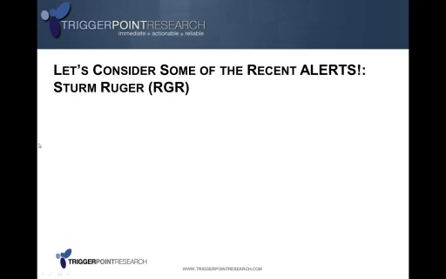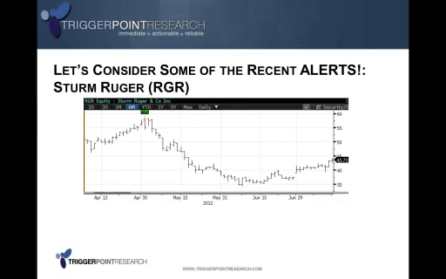All right. Now let's consider a couple of things that are really interesting, and I want to use these as examples of where recent alerts and possible buy points would have been or could have been. So let's take a look at some of this. So here's a chart on Sturm Ruger. They're a gun manufacturer, seller.